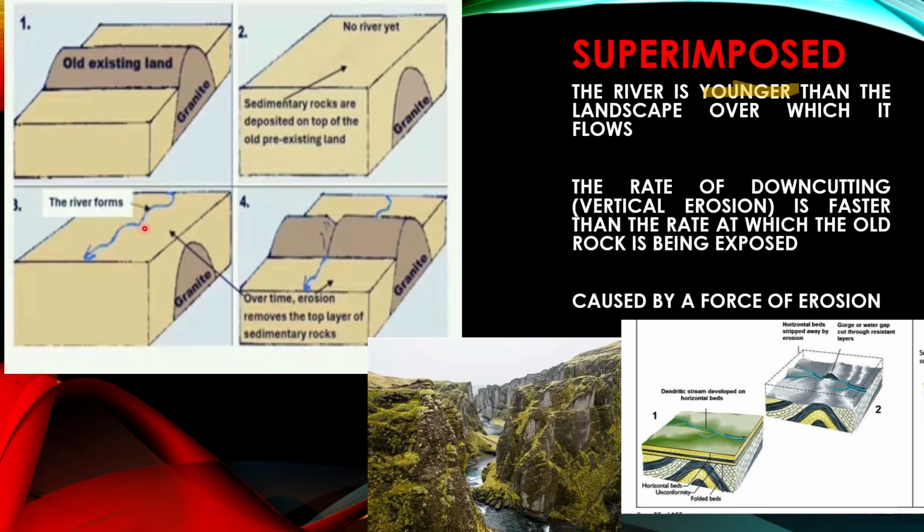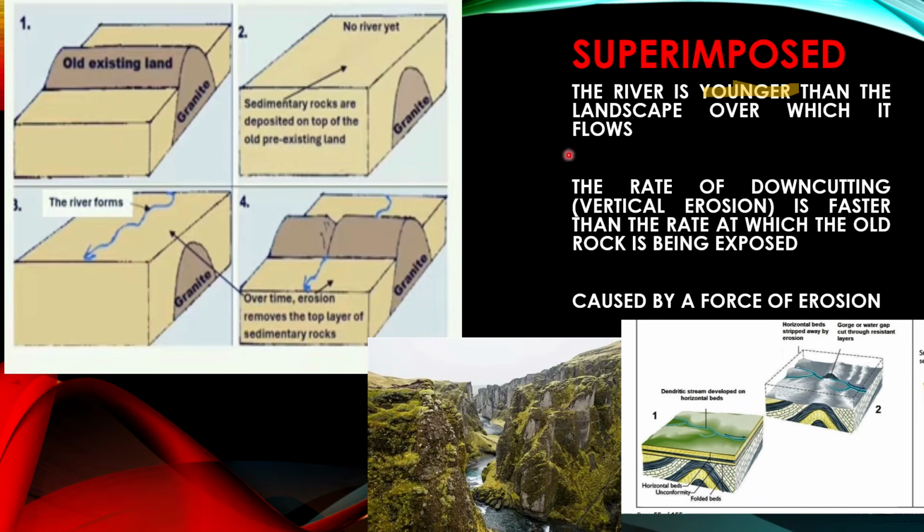Now, this river is superimposed because the river is younger, but the landscape is older. Remember, the landscape is here at number 1. The river only forms in stage number 3. So when the river is younger than the landscape over which it flows, we say that that river is superimposed.